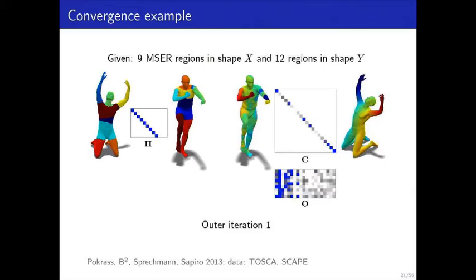So let me show you an example of how this works. This is a little bit artificial example in the sense that in most cases, we've seen convergence in one or two iterations. And actually, this is a more interesting example where it takes three iterations to converge. I refer to outer iterations of this alternating minimization. So these are real shapes. One of them is synthetic, one of them is scanned. And we run our shape MSR algorithm. On the first shape, we detect 9 blobs. On the second one, we detect 12.